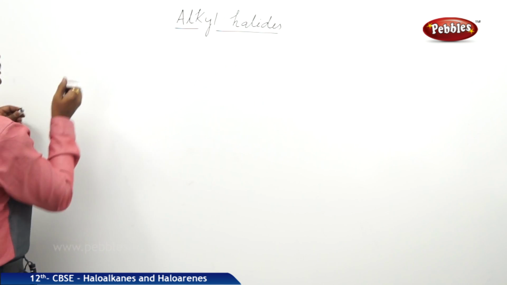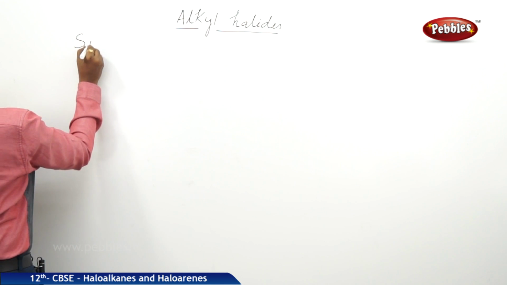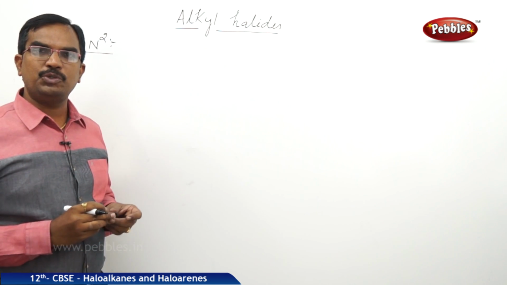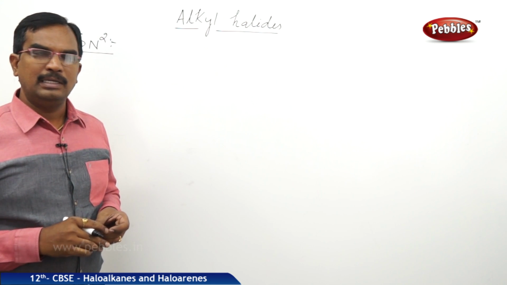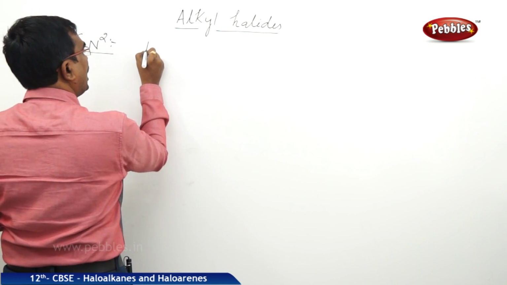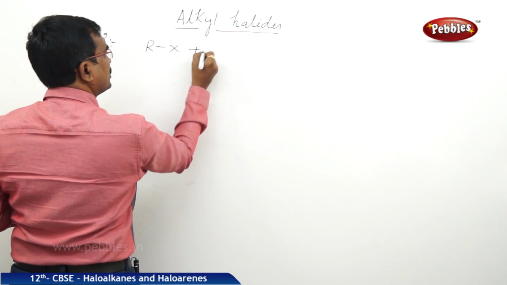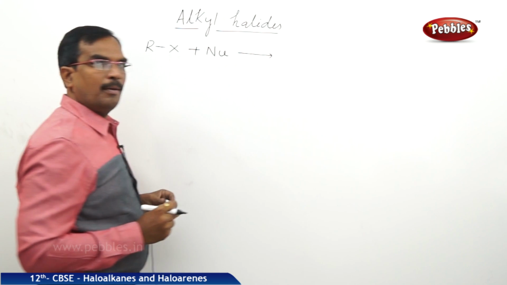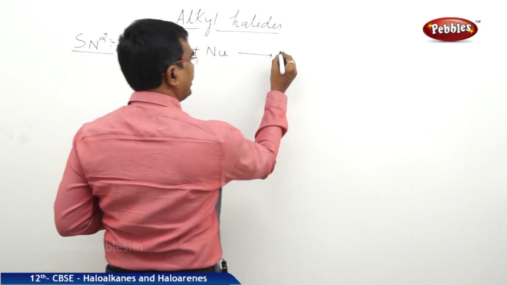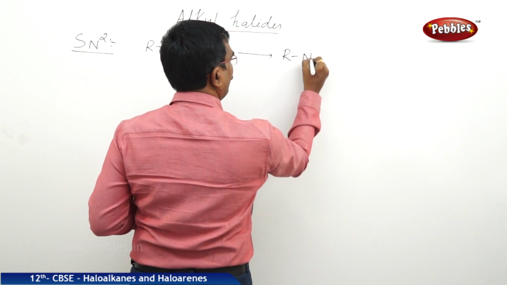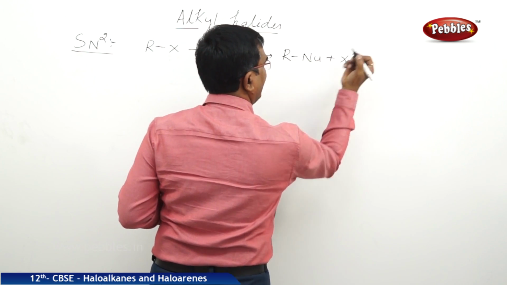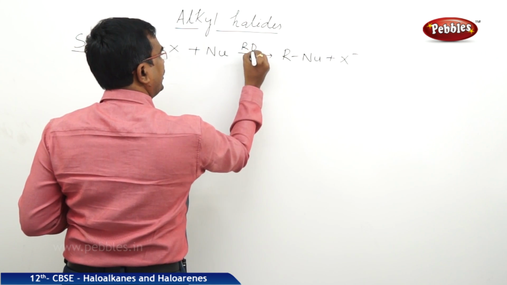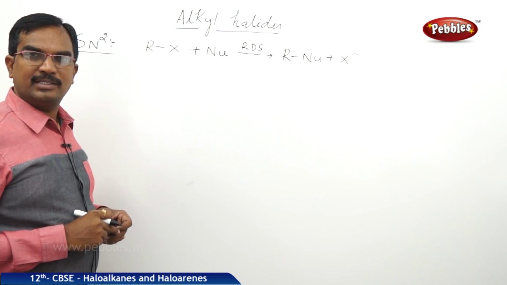First we will take the SN2 mechanism, which is nucleophilic substitution bimolecular. Just for convenience, we have an alkyl halide reacting with a nucleophile, which gives the corresponding product along with halide ion X minus. Assume this is the rate determining step, or slowest step, of the reaction.